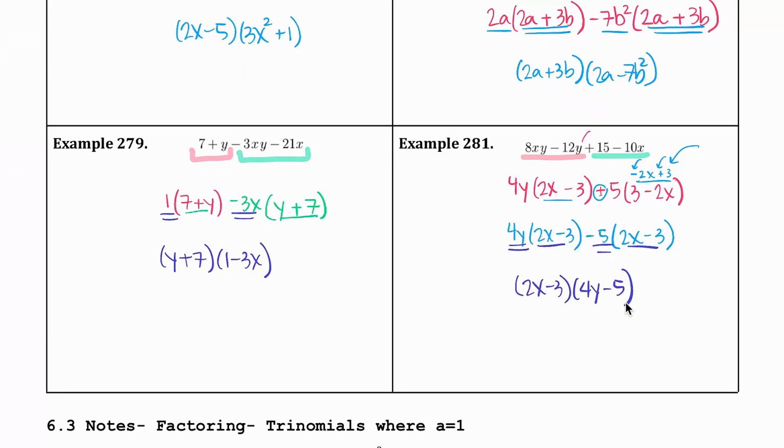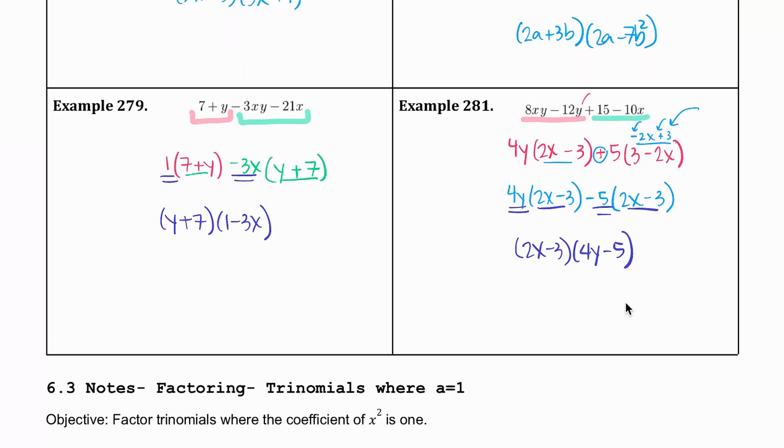Okay, so this process, just a reminder, is called factor by grouping. We call it that because we group up our first two, we group up our second two, and we look for greatest common factors. We will use this process in the future to factor other types of polynomials, specifically quadratic trinomials.